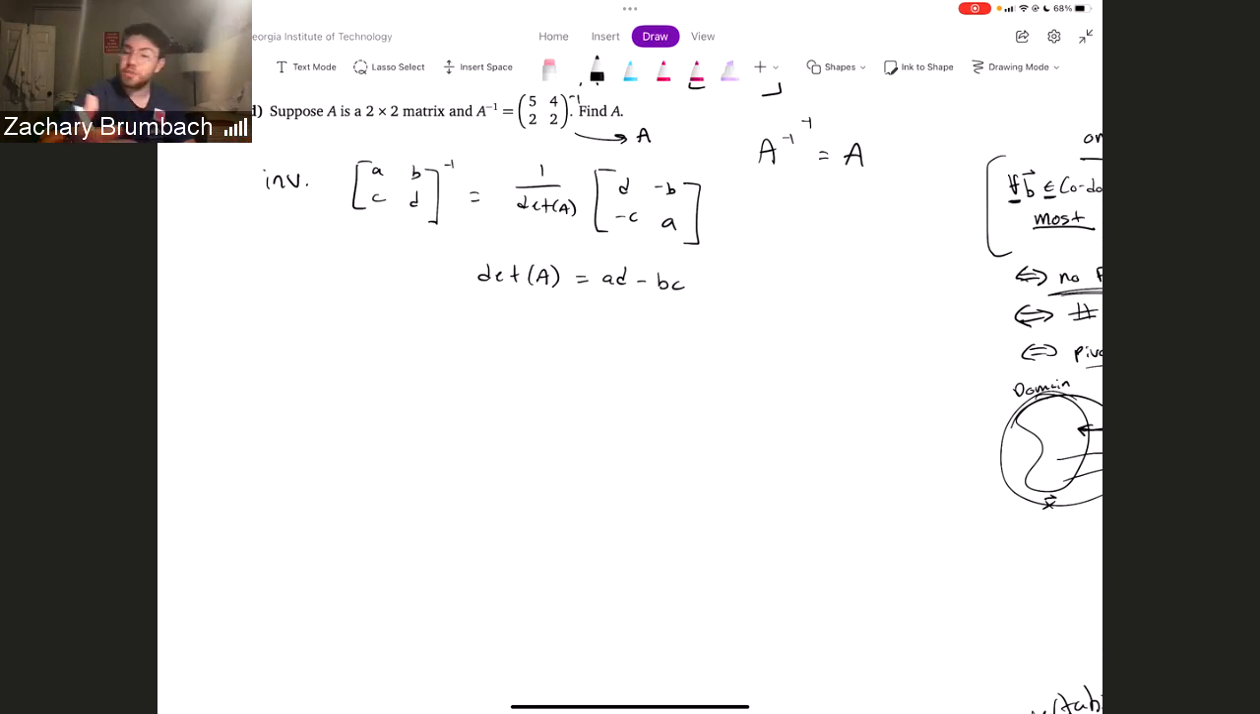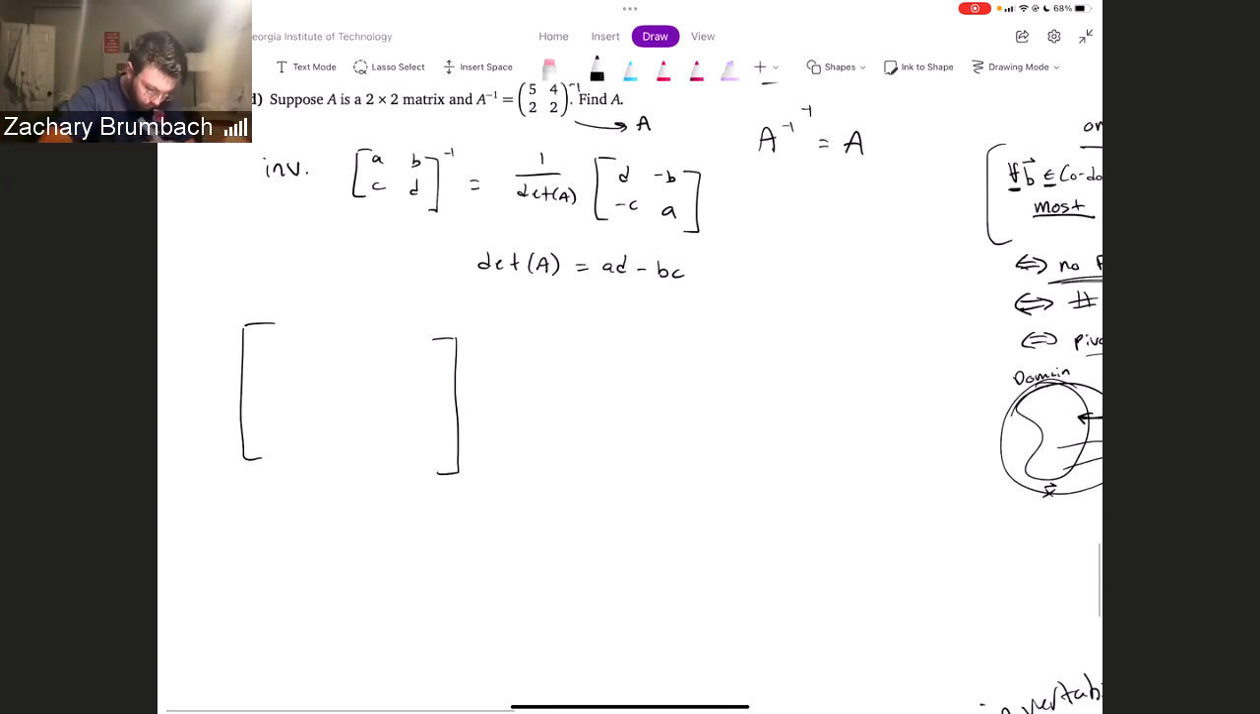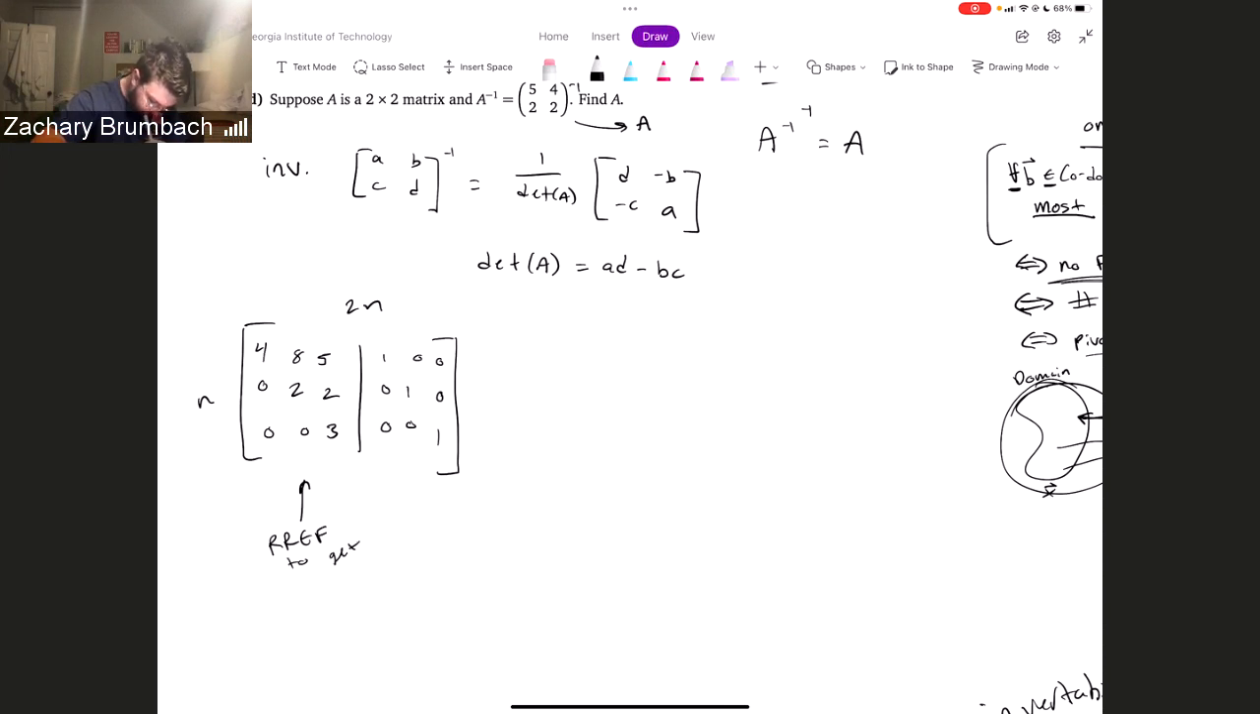There's not an easy formula, which sucks, but the method to do it is row reduction. For an n by 2n augmented matrix, let's give you the matrix 4, 0, 0, 2, 0, 3, 8, 5, 2, augmented with the identity matrix, you row reduce this. Once you get the identity, then the right hand side is A inverse.